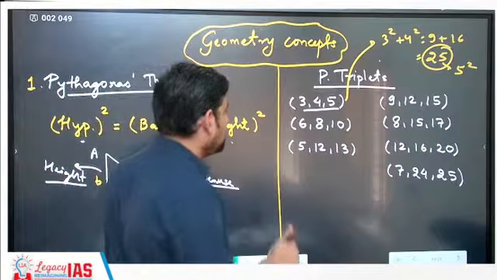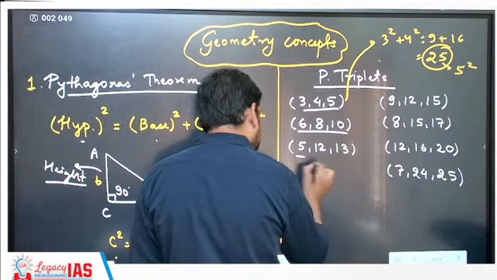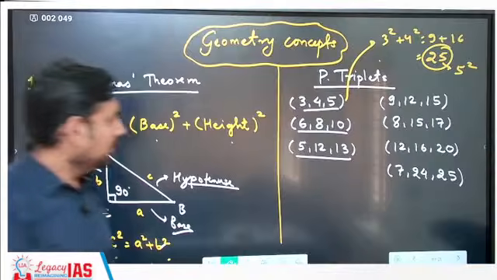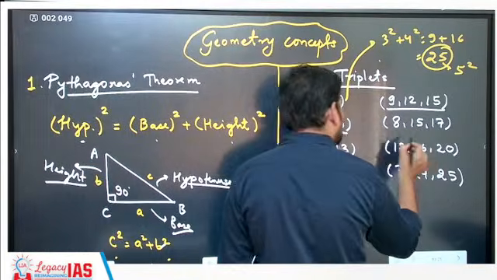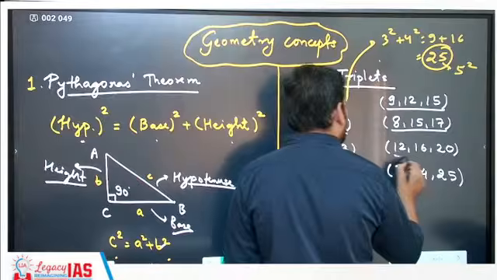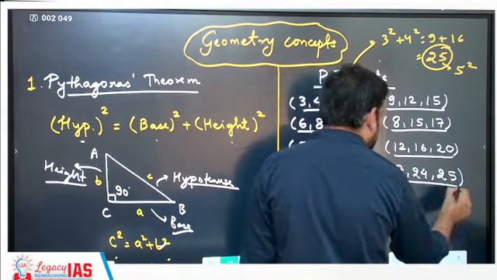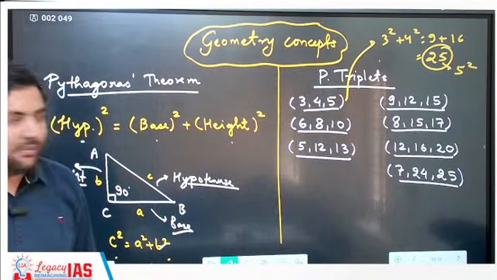So 3, 4, 5 is one such triplet, then 6, 8, 10, 5, 12, 13, then 9, 12, 15, 8, 15, 17, 12, 16, 20, and 7, 24, 25. Please try to remember these.